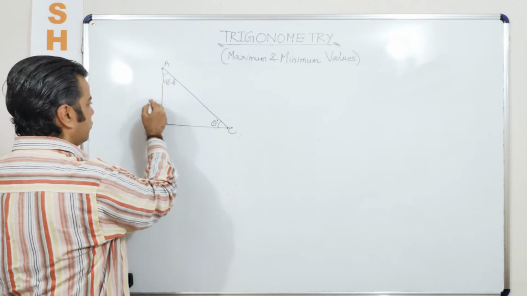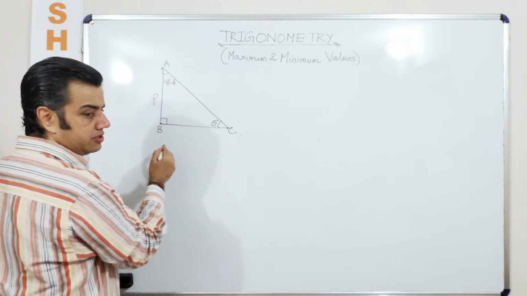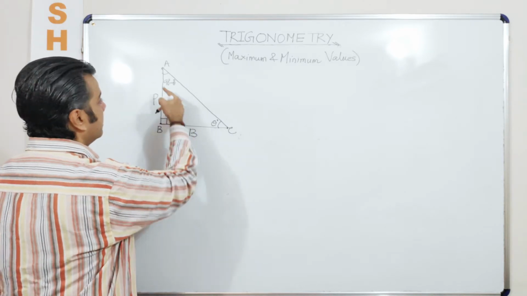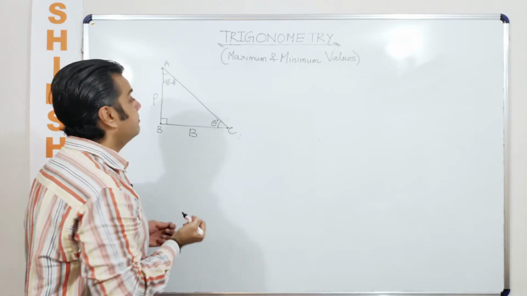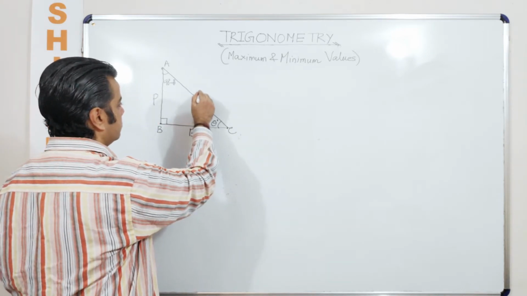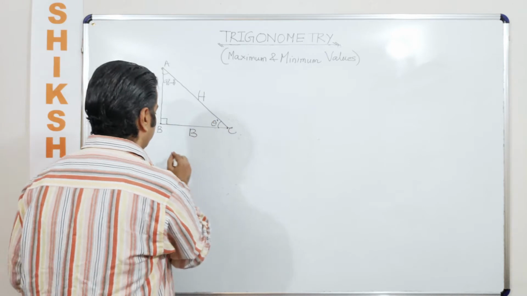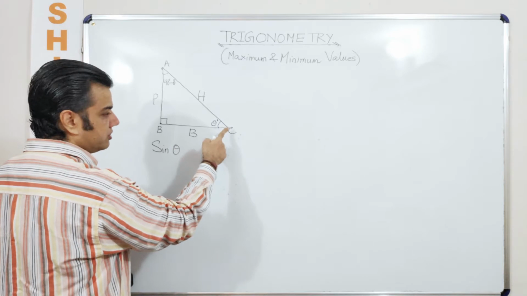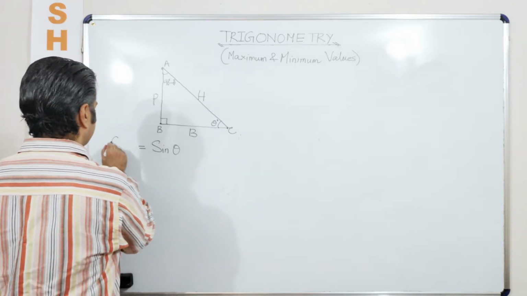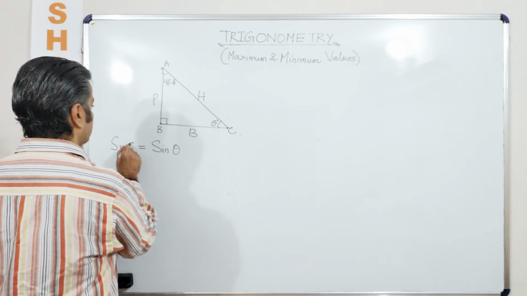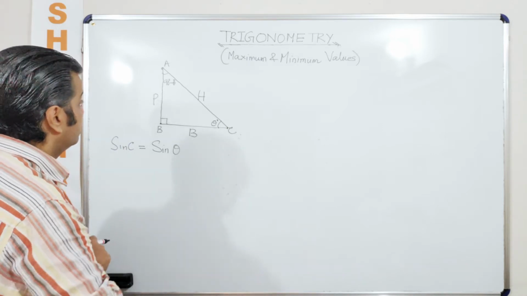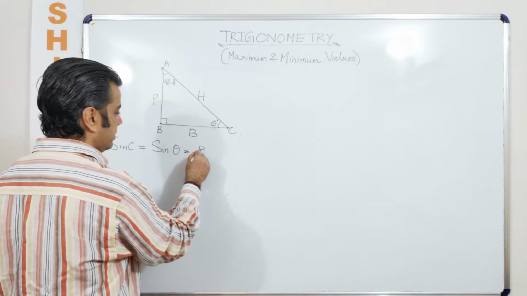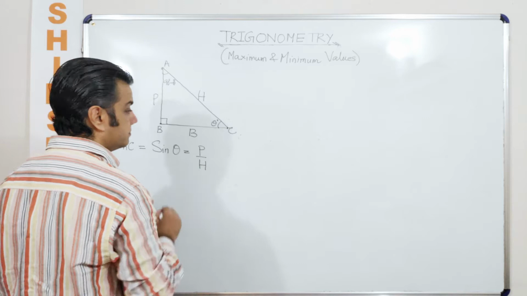The length of the line segment AB, I am taking it as P, which is perpendicular. The length of the line segment BC, I am taking it as base, which is B. And the length of the line segment AC, I am taking it as the hypotenuse, which is H. So we know that sine theta, so we are talking about sine C. So sine C is equal to perpendicular upon hypotenuse.